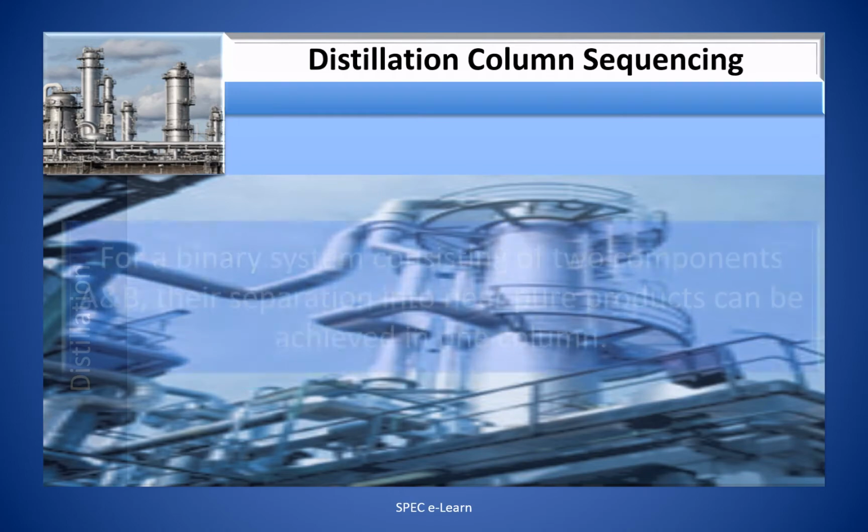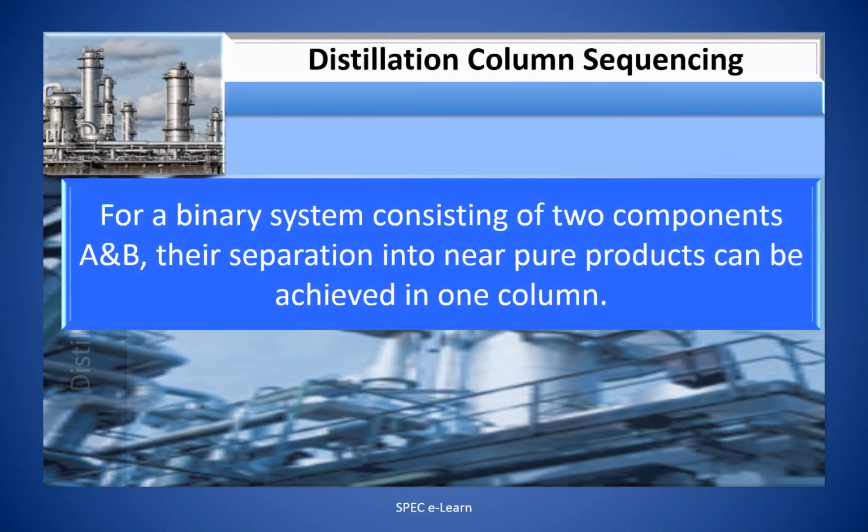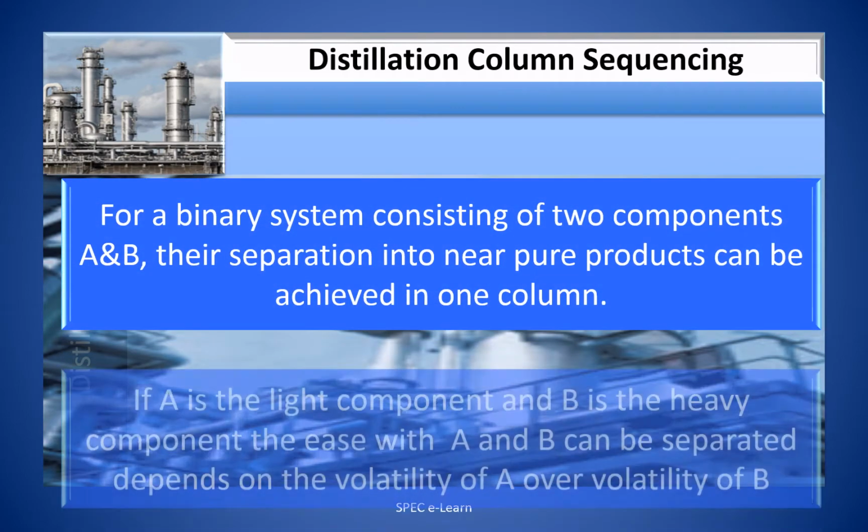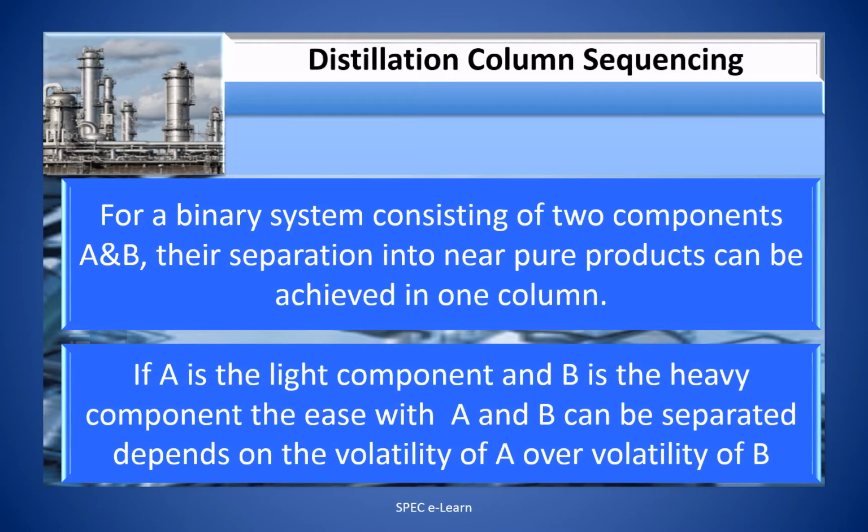For a binary mixer consisting of two components, A and B, the separation into near pure products can be achieved in one column. If A is the light component and B is the heavy component, the ease with which A and B can be separated depends on the volatility of A and the volatility of B.